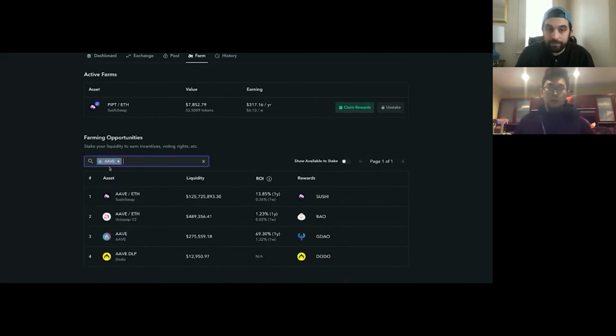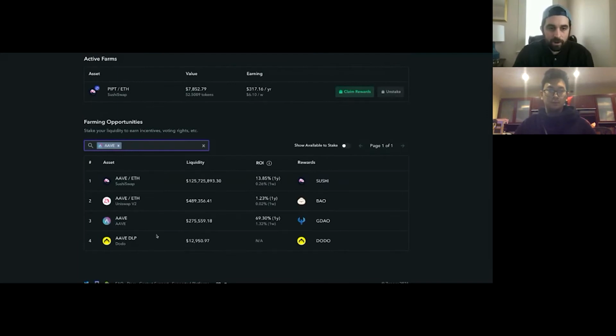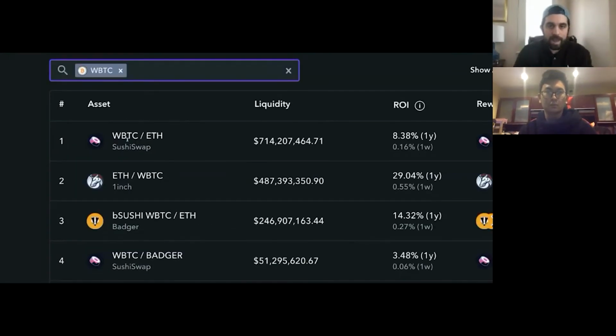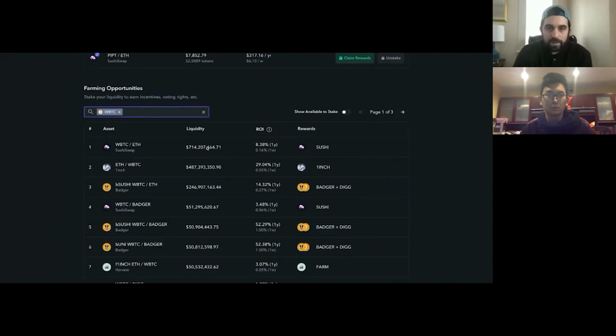So I can start to search by tokens that I already hold. For example, if I hold Aave, these are 4 different opportunities that require me to participate using Aave. If I have wrapped Bitcoin and Ether, I can see how liquid it is. So some of the things I consider are, what am I holding? What are protocols that are already credible?